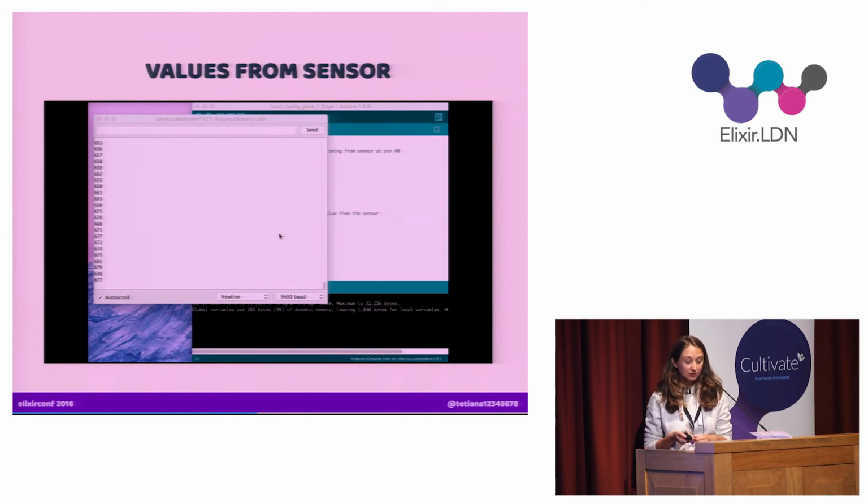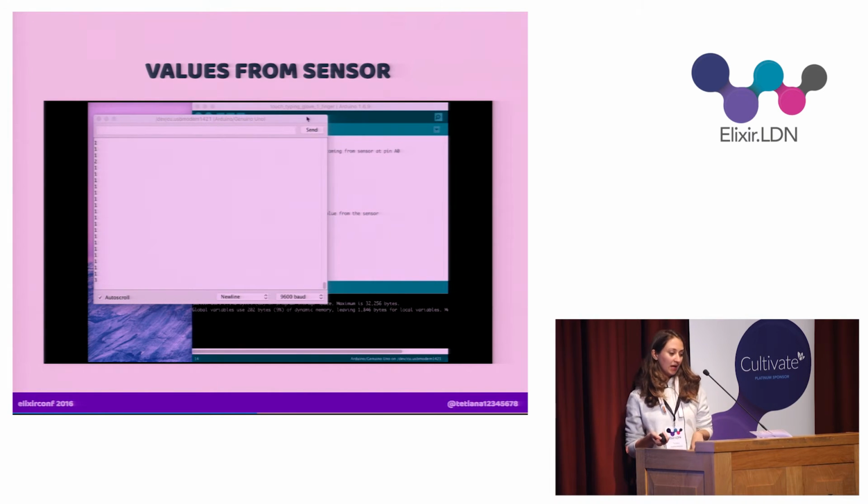And this is how it looks. Here I'm just trying to press this sensor. Whenever I'm not touching the sensor, the values are around 10. And whenever I apply pressure, it's around 600. And the values increase the more you apply the pressure.